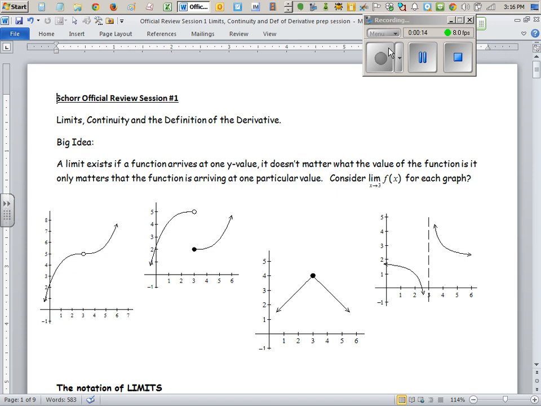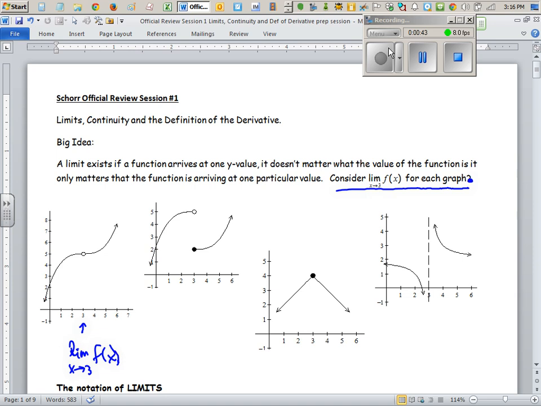So we're supposed to consider the limit as x goes to 3 for each graph. So what's the limit as x goes to 3 for this graph? This one? Yeah. Or wait, no, sorry, it's 5. Yeah, this one's 5. The limit as x goes to 3 is 5. Okay, and the next one is does not exist.